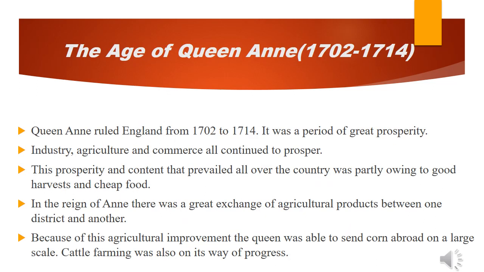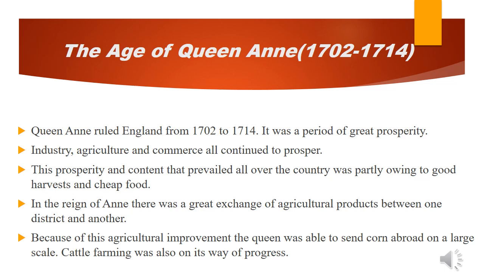The age of Queen Anne, the period between 1702 and 1714. Queen Anne ruled England from 1702 to 1714. It was a period of great prosperity. Industry, agriculture, and commerce all continued to prosper. This prosperity and content that prevailed all over the country was partly owing to good harvests and cheap food.